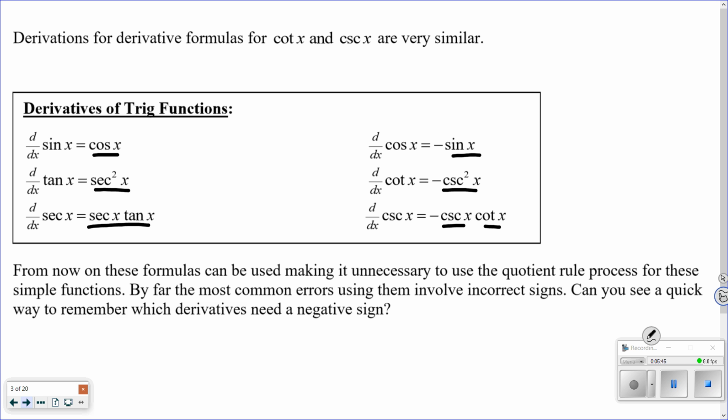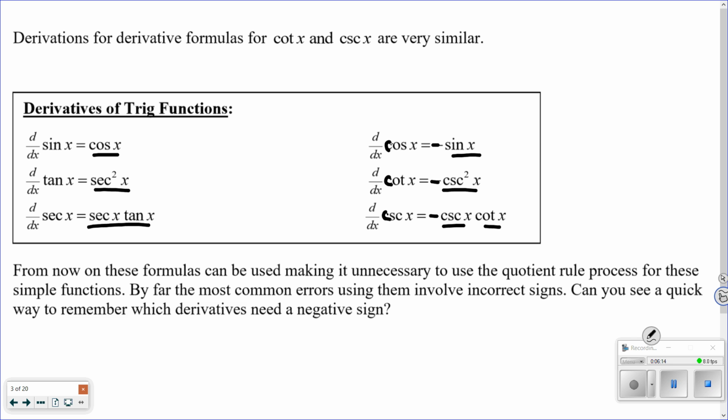As you go through and memorize these, one of the biggest mistakes is we get incorrect signs. So one quick little easy thing that you can see that will help you with the signs is this. As long as it starts with a c, when I take the derivative, cosine, cotangent, or cosecant, you always end up with a negative. The other 3, sine, tangent, and secant, are all positive. So that's a little trick that may help you remember how the signs work on that.